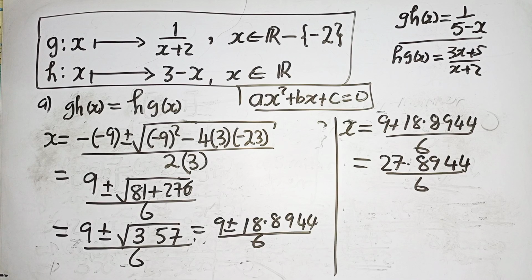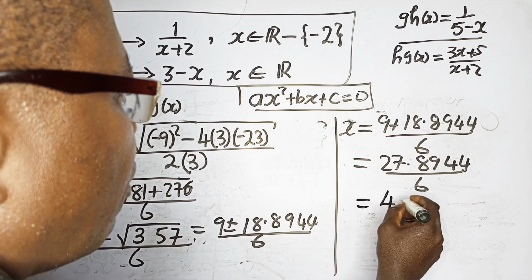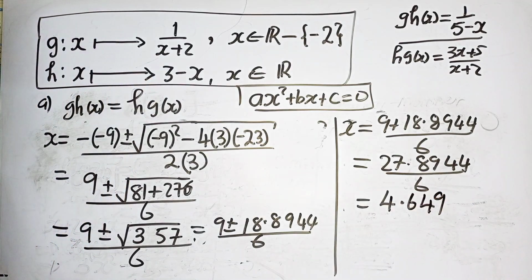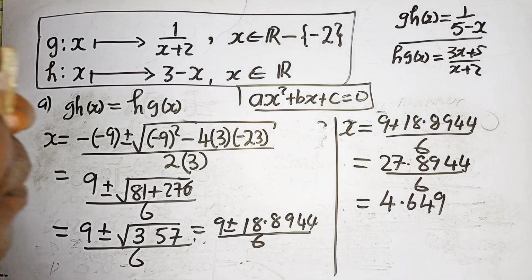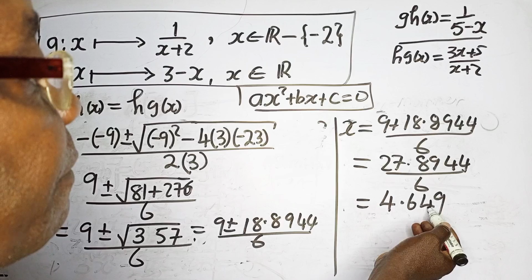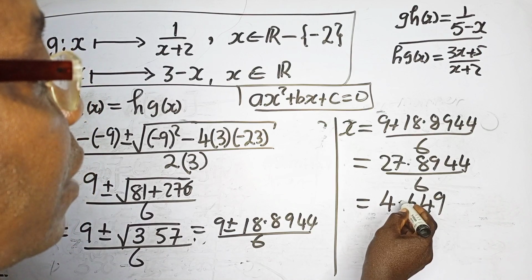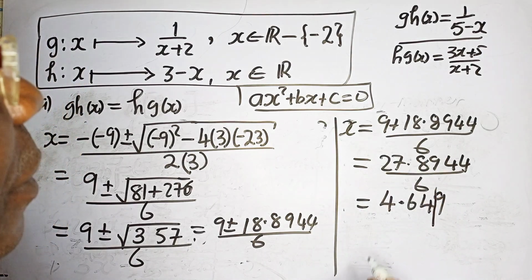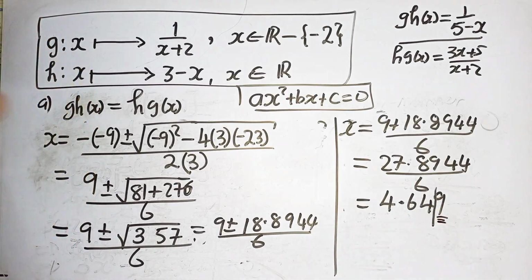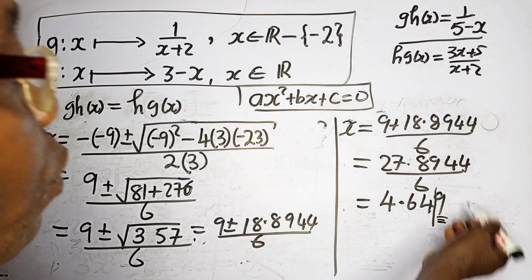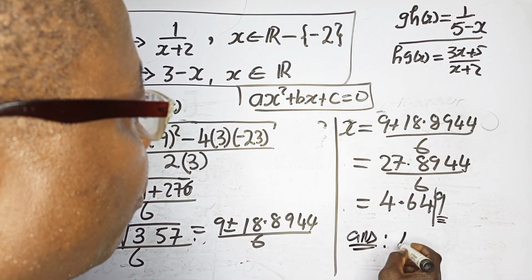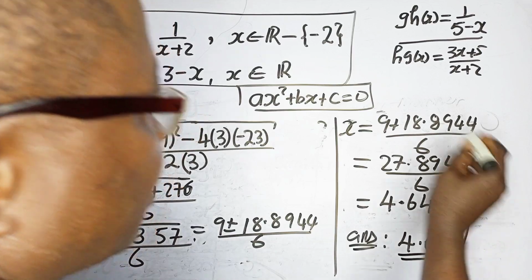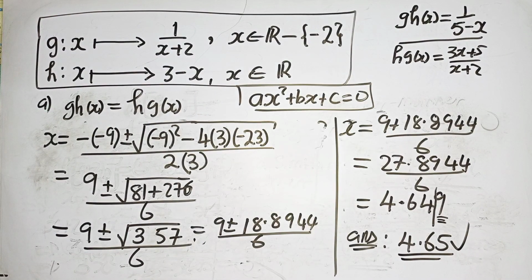Now, this answer finally gives us 4.649. Remember, the question says we should give our answers to 3 significant figures. The digits 4, 6, 4, 9 are all significant digits. So to 3 significant figures, we just count 1, 2, 3. We look at the digit immediately after the vertical stroke. It is above 5, so we round up the 4 to 5 and put it here. And so our answer to 3 significant figures is 4.65.